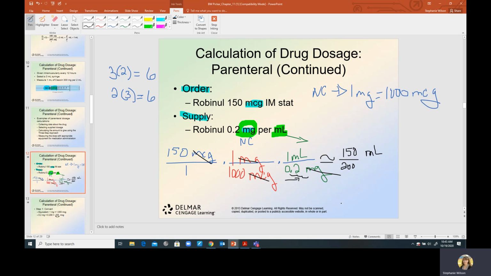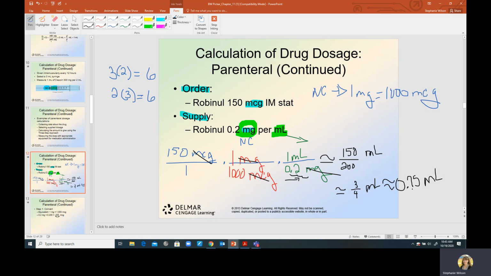We know that 150 divided by 200 doesn't give us an exactly clean number, but it does give us what I call a clean fraction. It's actually 0.75 milliliters. Okay, so in this section, we will round to the nearest hundredths.